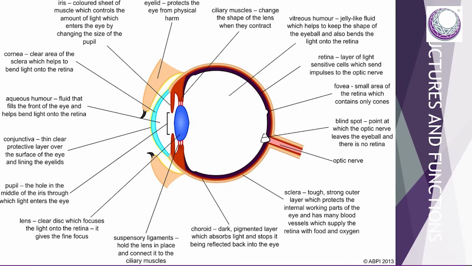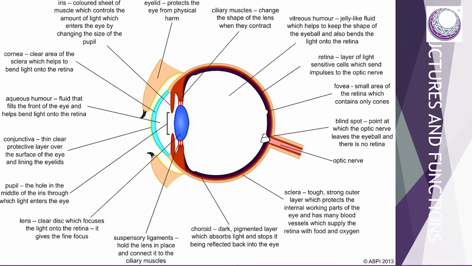The size of the lens is controlled by what we call the suspensory ligaments and the ciliary muscle. The suspensory ligaments are thread-like structures which can tighten or loosen depending on whether one is focusing on a near object or a distant object. And then the ciliary muscle, which is just on top, can contract and relax, and this is going to bring a change in the shape of the lens.